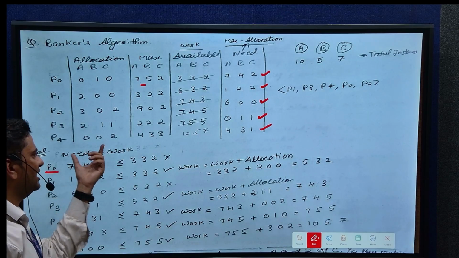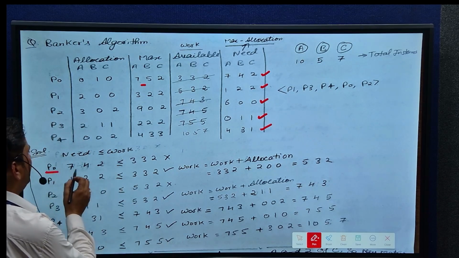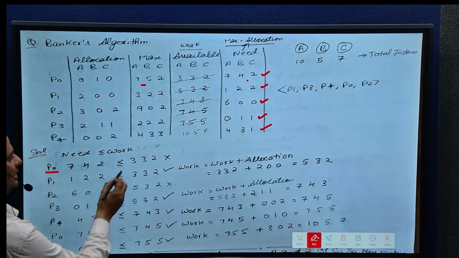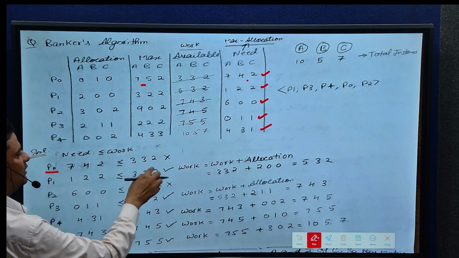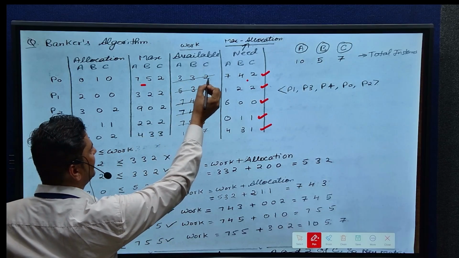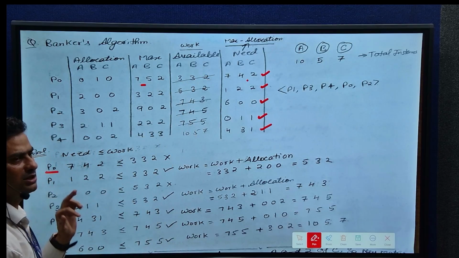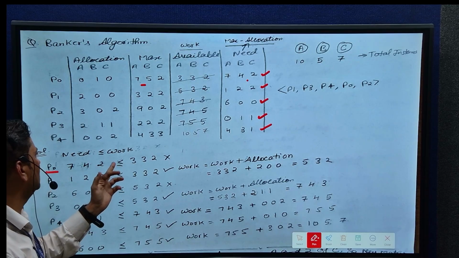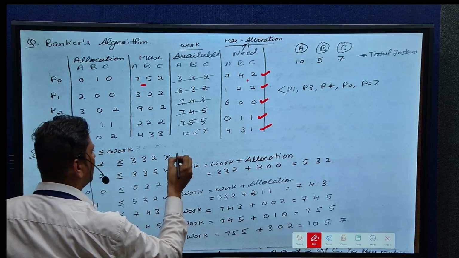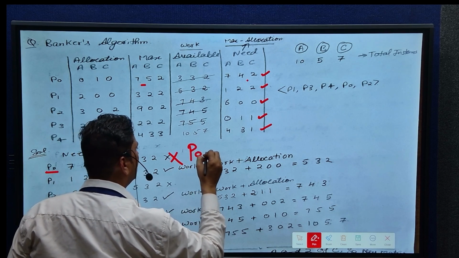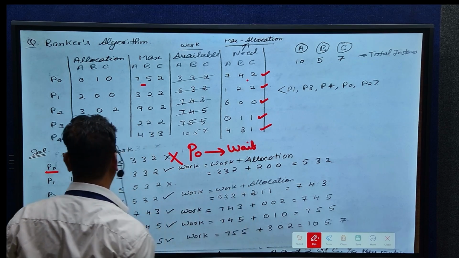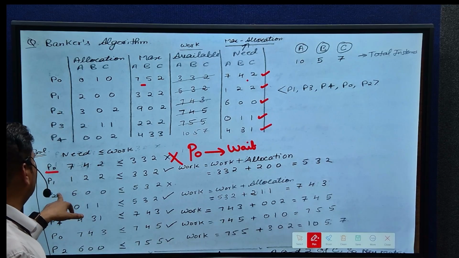Now check the condition: need is less than or equal to work. So what is the need of P0? Need is 742, is it less than or equal to work? We have already said that available is equal to work. So what is work here? 332. Is the condition true or false? The condition is false. Need is not less than or equal to work. So this condition is false, and P0 has to wait.